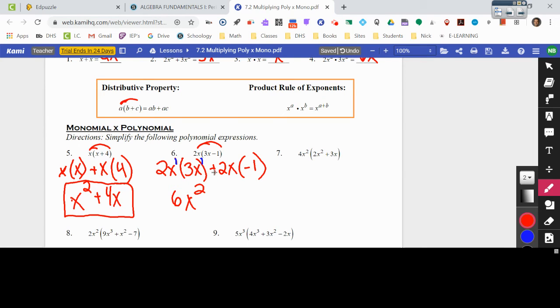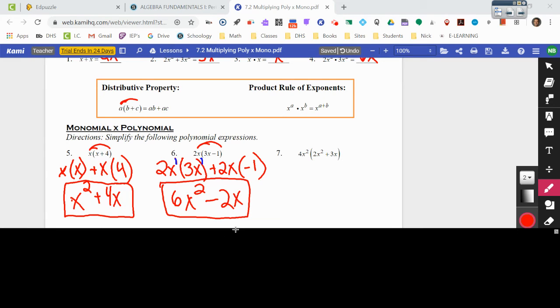All right, and here we have a positive 2 times a negative 1. Well, positive times a negative is always going to be a negative, right? 2 times 1 is just 2. And then that x, I just dropped down because there's no other x terms for it to go with. All right, so this is our final simplified solution, is 6x squared minus 2x.